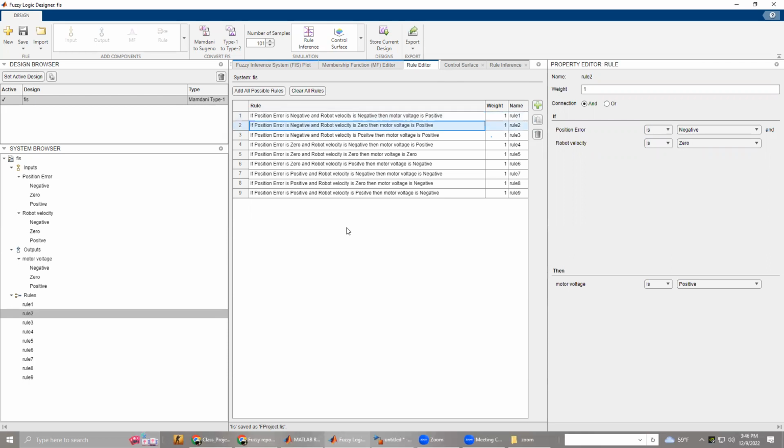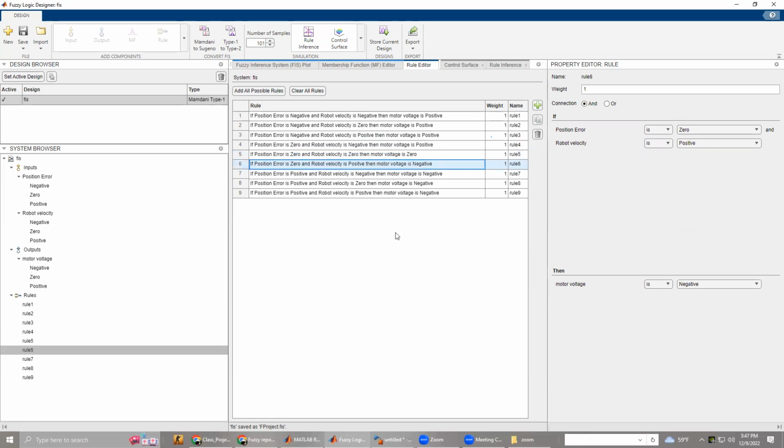The next rule says if the robot is too far away and is standing still, it should move closer. Then rule 3 says if the robot is too far away and it's moving closer, then it should keep moving closer. Rule 4 says if the robot is just far away enough, but is moving farther away, then the robot should instead move closer. Rule 5 is the ideal condition. If the robot is just far away enough and is not moving, then it should stay there.